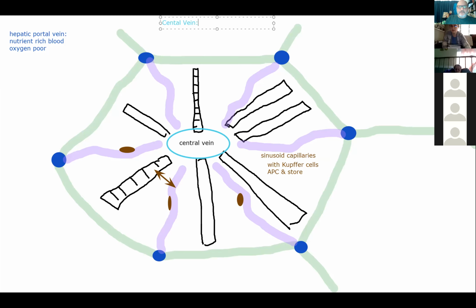So notice when the blood reaches that central vein. Did you say the hepatocytes make the blood nutrient appropriate? Yep. So one of their major jobs is to store excess nutrients and release nutrients that are deficient. So we go from blood that was nutrient rich to blood that was nutrient appropriate.